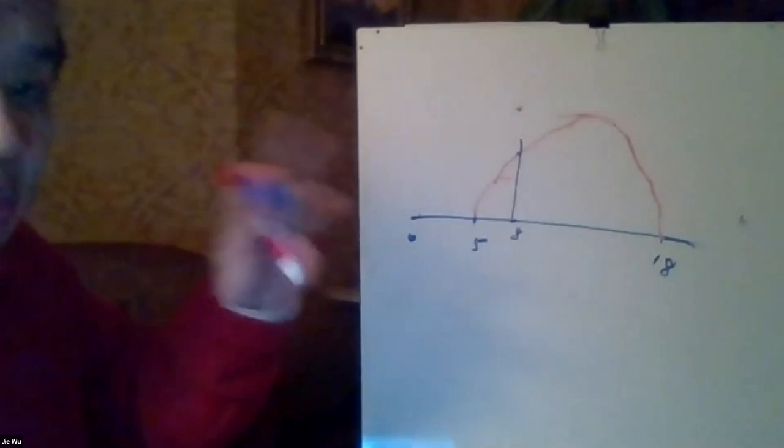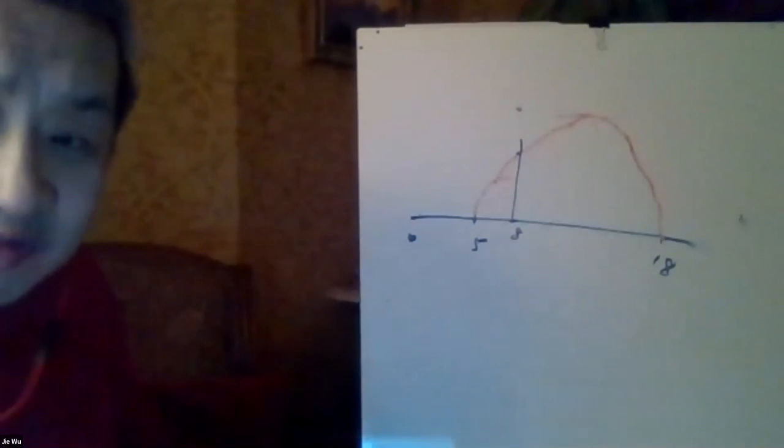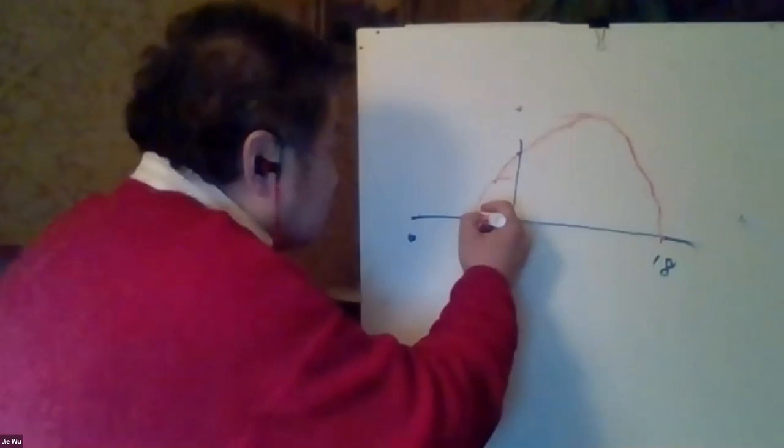No, you don't know. You don't know whether you are currently on the left of the peak or the right of the peak. That's why it makes things harder, right? Because the quality of the fish could be like this.